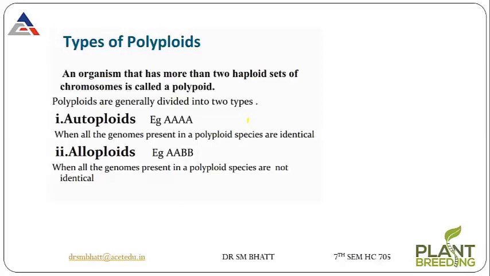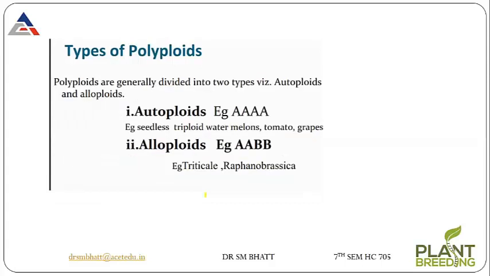Types of polyploids: autoploids and alloploids. Polyploids are generally divided into two types, autoploid and alloploid. An organism that has more than two haploid sets of chromosomes is called polyploid. It may be autoploid or alloploid. It is alloploid when all the genomes present in the polyploid species are not identical, and autoploid when they are identical.